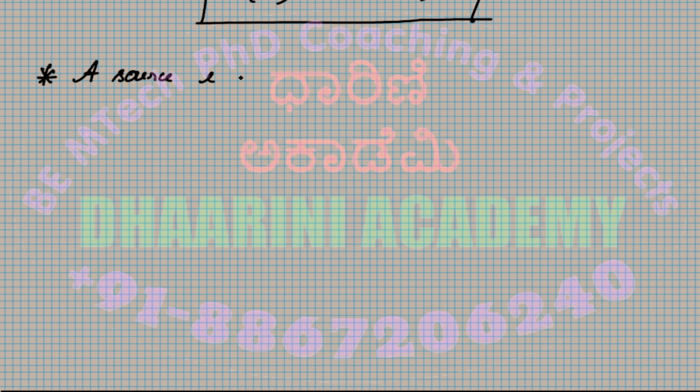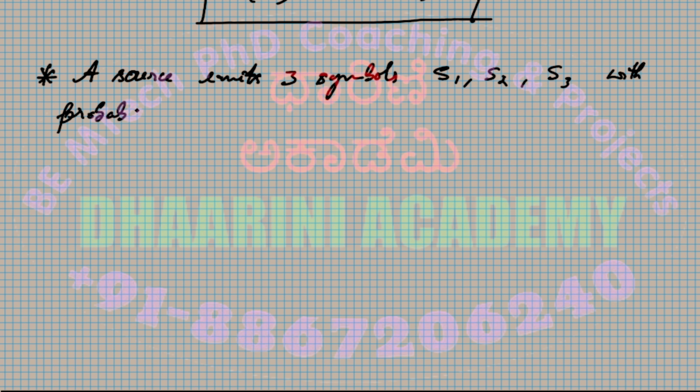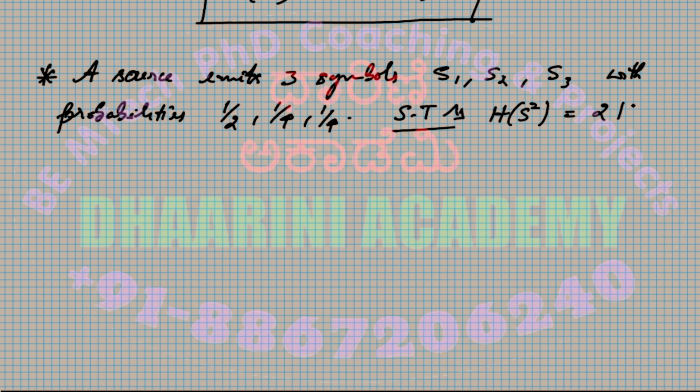A source emits 3 symbols S1, S2, S3 with probabilities 1 by 2, 1 by 4, and 1 by 4, right? Show that H of S square is equal to 2 times H of S. So we have to prove it.